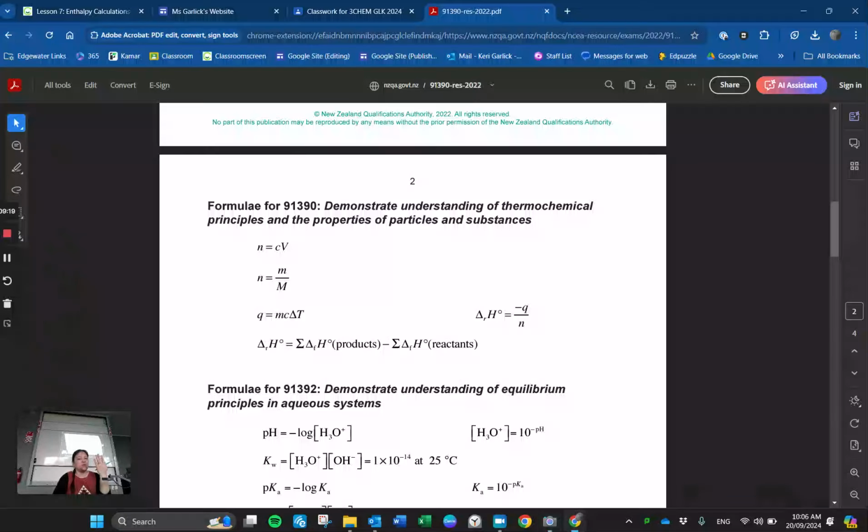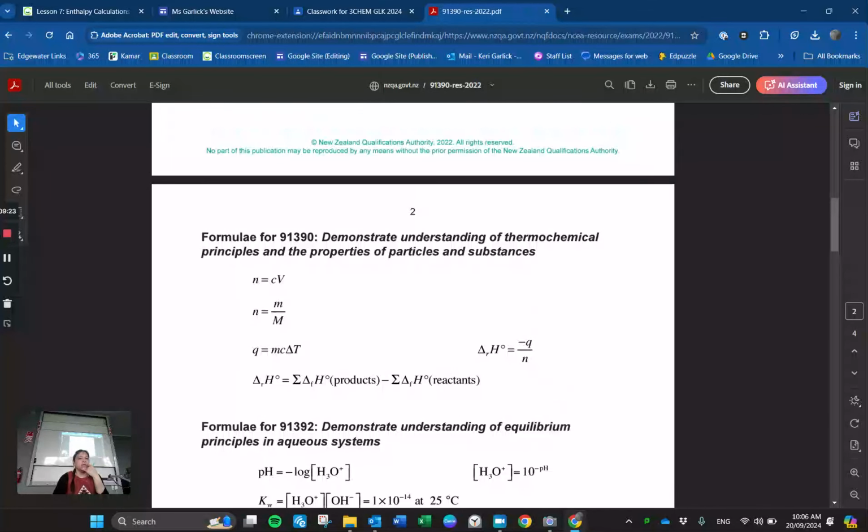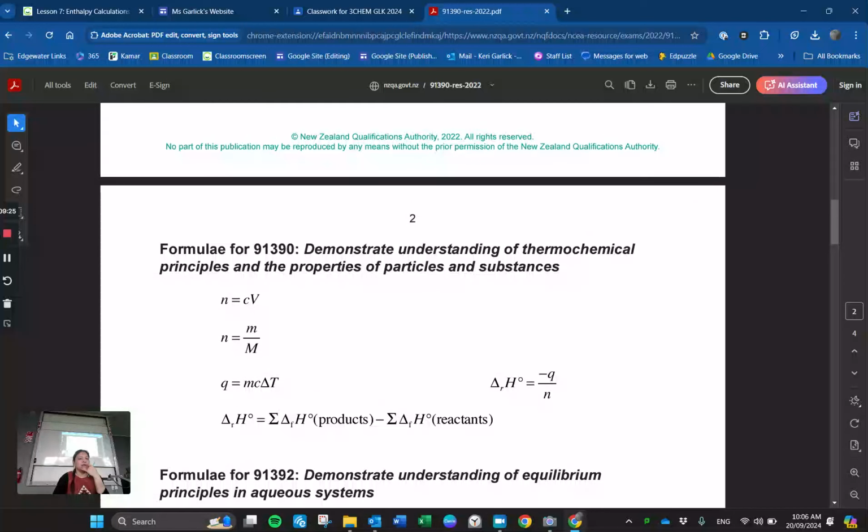Let's now start looking at those equations that they've given us to think about how we're going to work backwards to figure out that temperature change. What I see here are certain values that I can use. We have the delta H, an n value, a q value, an m, a c and a delta T. We also have n equals m divided by M. These are all equations that I'm looking at using to tackle this question.